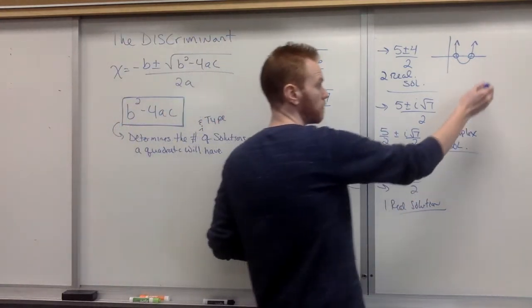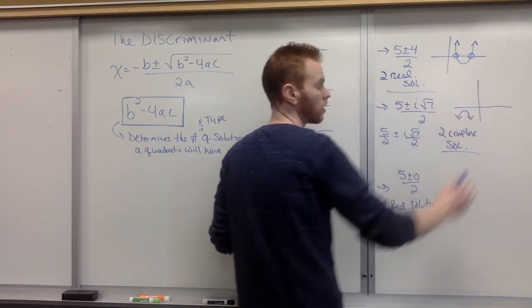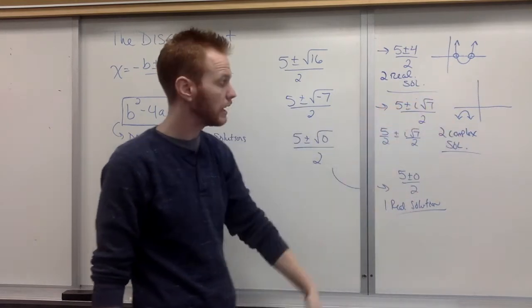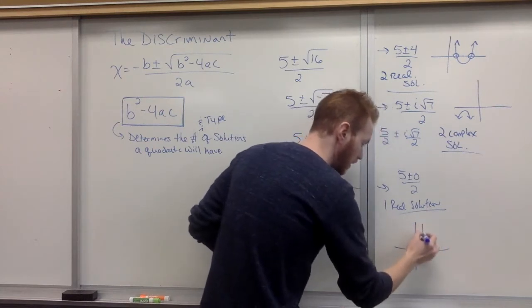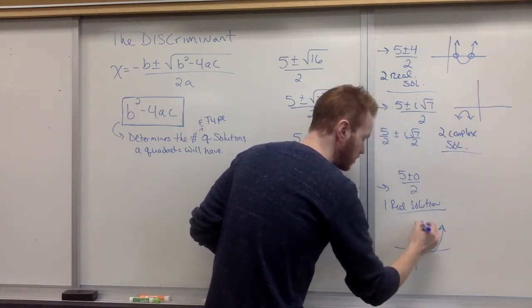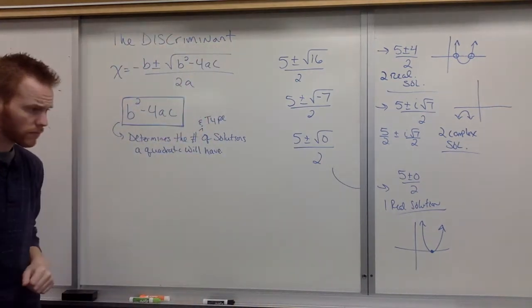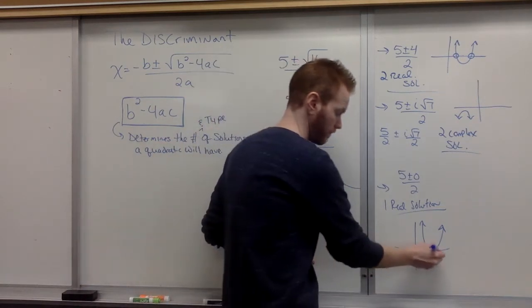Now, since I graphed this one, let's graph the other one. If this is 2 complex solutions, then that's telling me that my parabola never crosses the x-axis. So once again, a general graph of what that would look like. Then down here, if it has 1 real solution, then that's telling me that my vertex has to be resting on the x-axis, okay, to only have 1 solution.